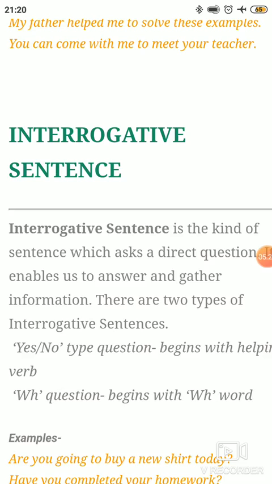In the second category, WH question, you have sentences or questions beginning with what, when, where, and how also comes under this category. Understood, children? So don't eliminate how from this group. How comes under the same group, which is known as WH question. The interrogative sentences are of two types. One is yes or no type question, which begins with the helping verb, and the second one is questions which start with WH framing words.